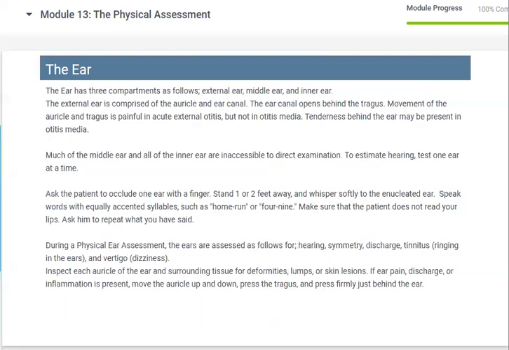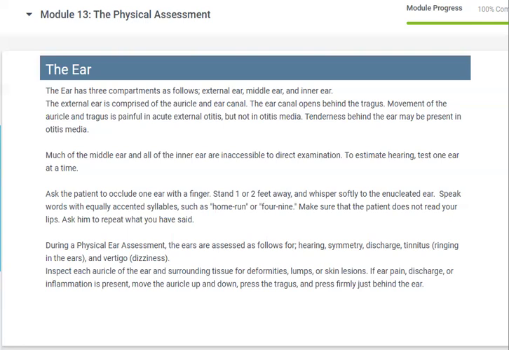The ear has three compartments as follows: external ear, middle ear, and inner ear. The external ear is comprised of the auricle and ear canal. The ear canal opens behind the tragus. Movement of the auricle and tragus is painful in acute external otitis, but not in otitis media. Tenderness behind the ear may be present in otitis media. Much of the middle ear and all of the inner ear are inaccessible to direct examination.